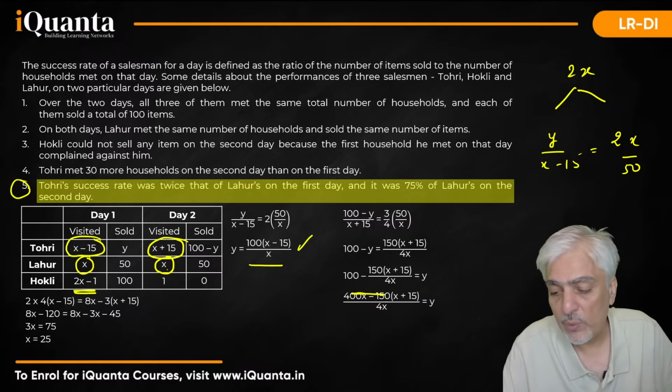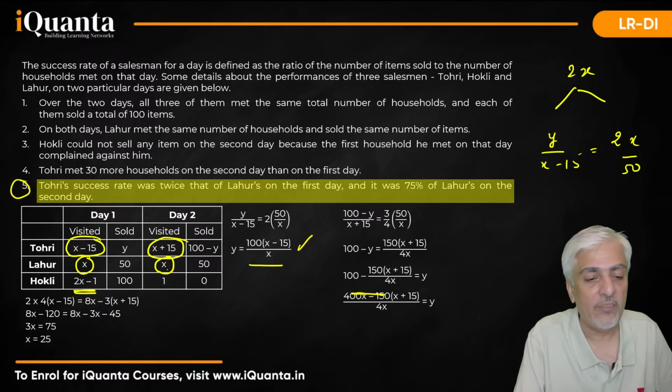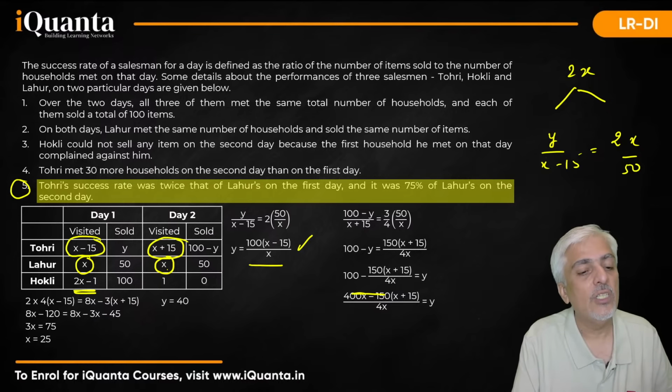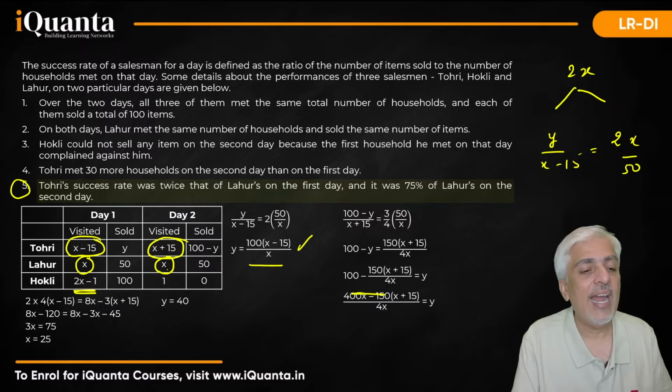If I put x as 25 over here, I'll get 10. 10,000 into 10, 100 into 1,000, 1,000 upon 25 is 40. So we get y as 40. So x mil gaya, y mil gaya, and your set is over.